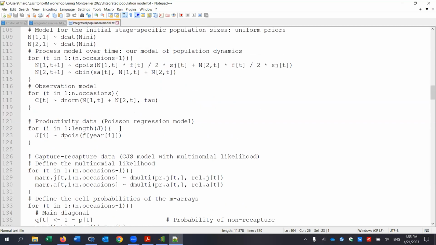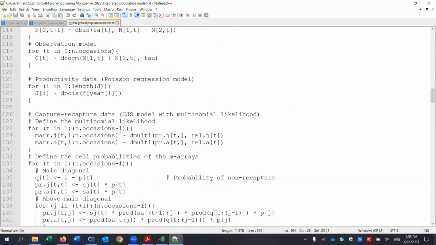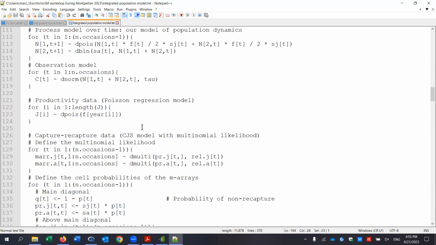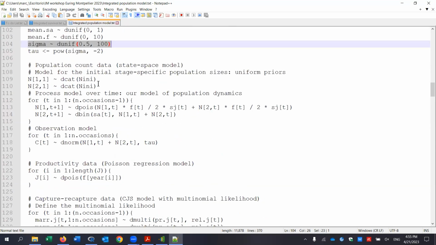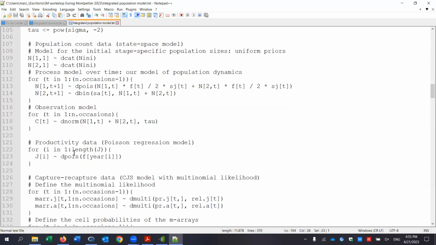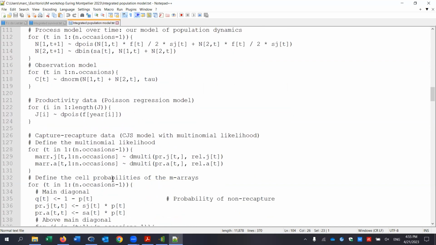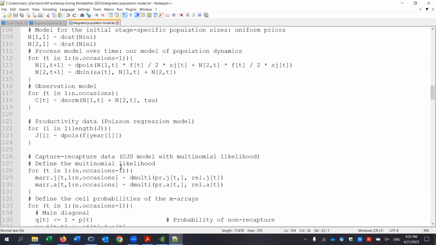Right. So these are the different data likelihoods for the population count data, for the productivity data, and for the capture-recapture data. And we see the integration works because we use the same parameters.